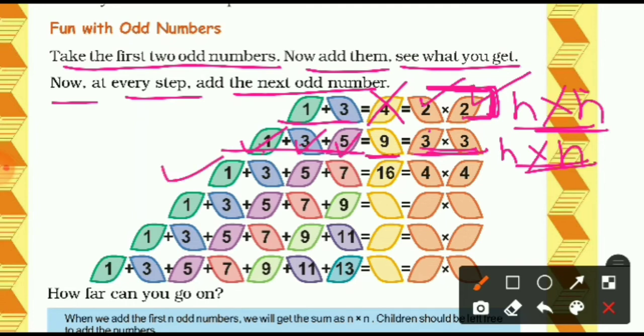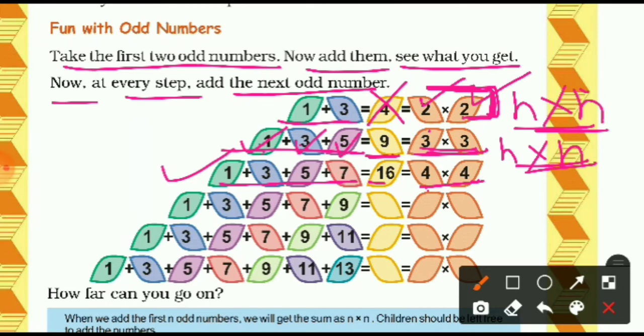Next step: 1 plus 3 plus 5 plus 7. The total sum is 16. And 16 is the product of 4 by 4. So it is also n by n. Here the value of n is 4.